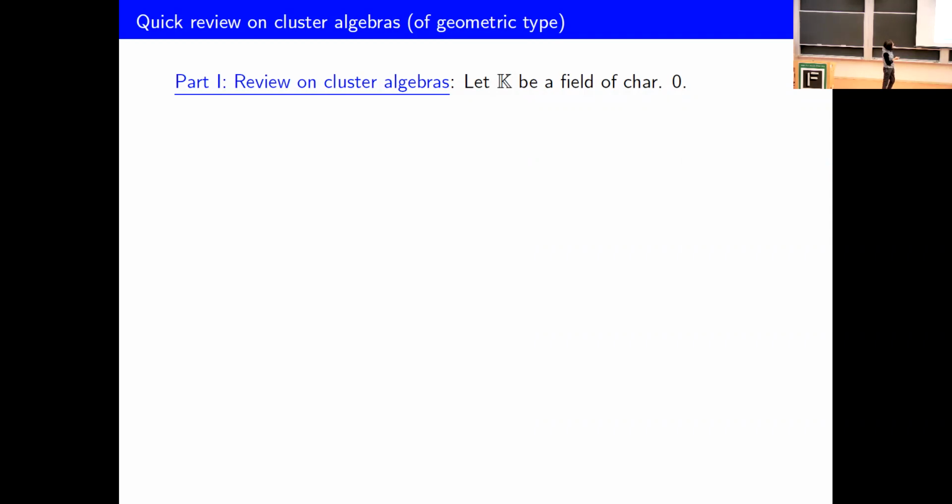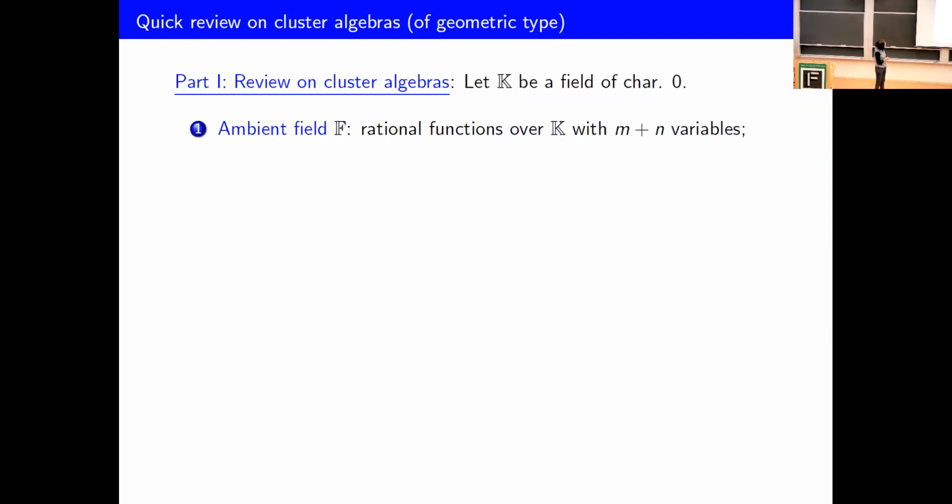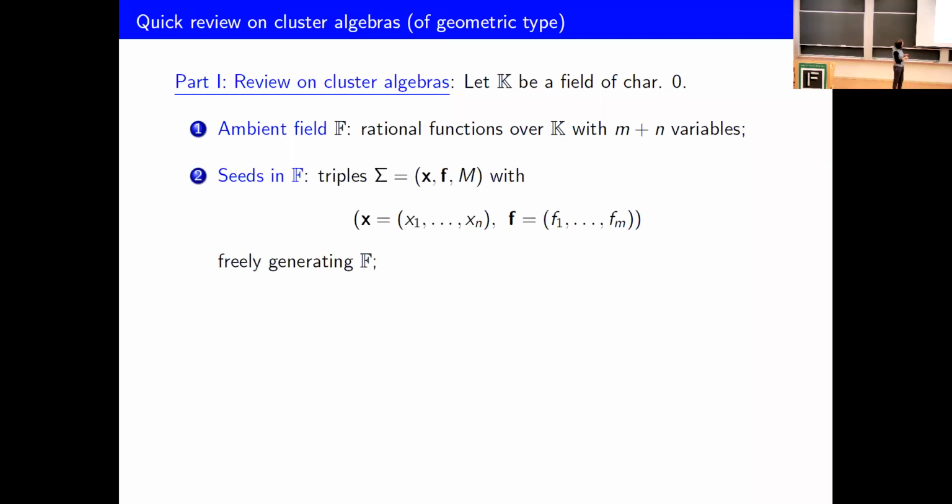To start with, let's fix a field K of characteristic 0, typically Q or C. Then I can start talking about cluster algebras. First of all, there's this ambient field, which is the field of rational functions over K with m plus n variables. That's your field. Previously, I had the field with 2 generators, x1, x2. Here I distinguish the m plus n. You'll see why.